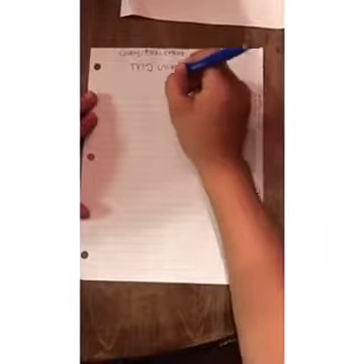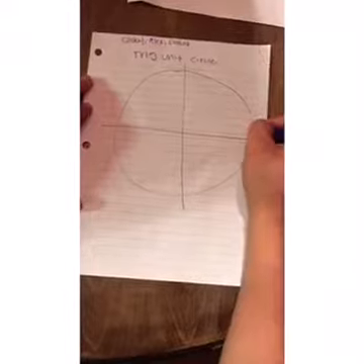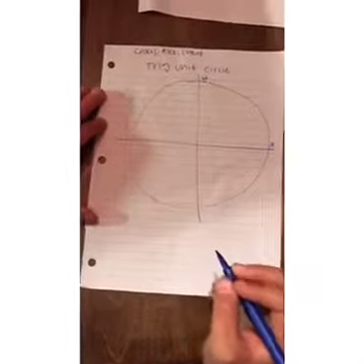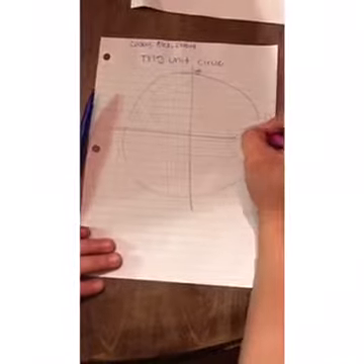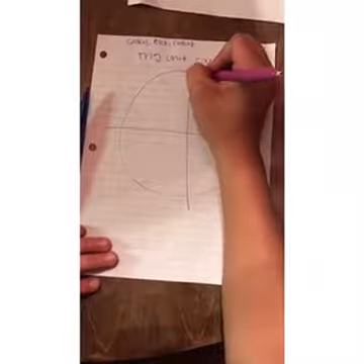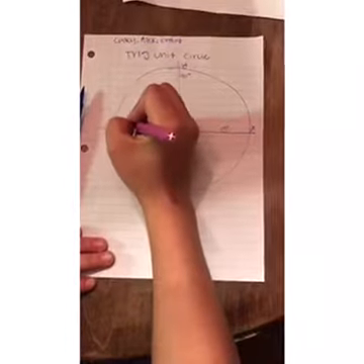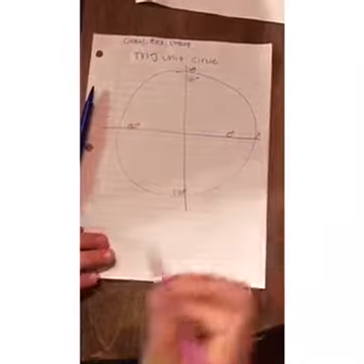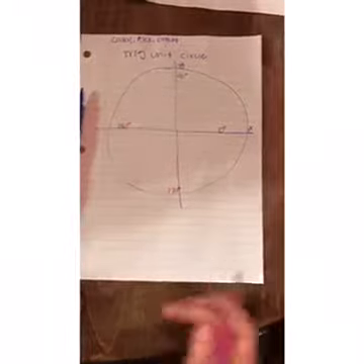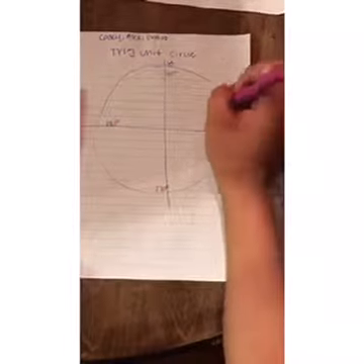This is the trig unit circle. Okay, we're gonna draw a circle and draw our y-axis and our x-axis. X, y. Okay, so the quadrantals for this unit circle are 0, 90, 180. I'm sorry, 270. Now we're gonna write the degrees for the trig unit circle.